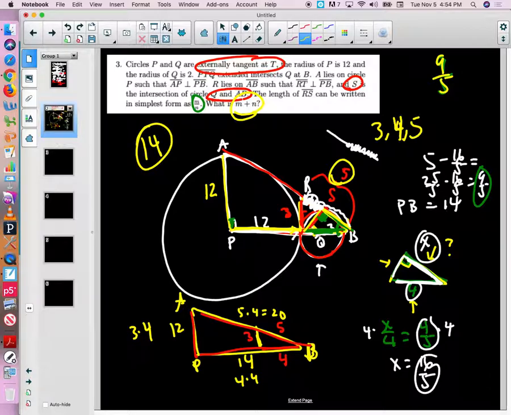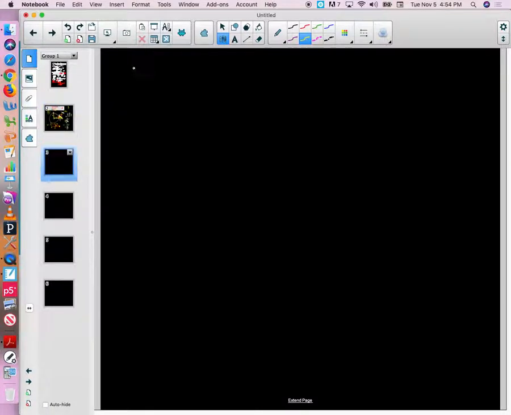It was a lot of explaining, but once you get used to watching for patterns, there's these 3, 4, 5 triangles embedded in there. That was probably the hardest one. All right, let's go to number 4. All right, number 4. Let me insert it.